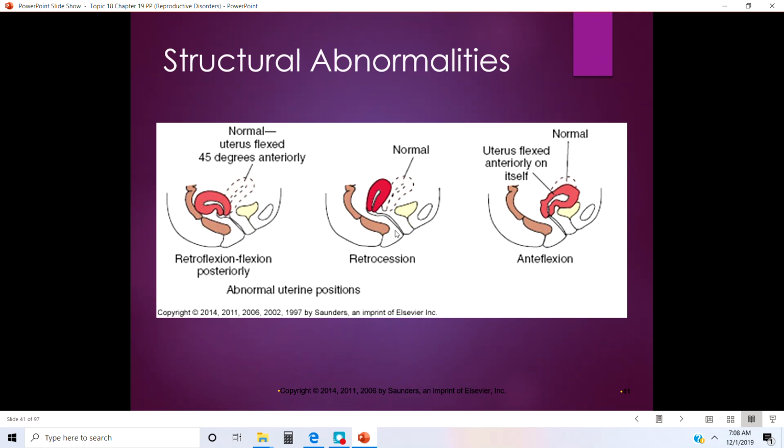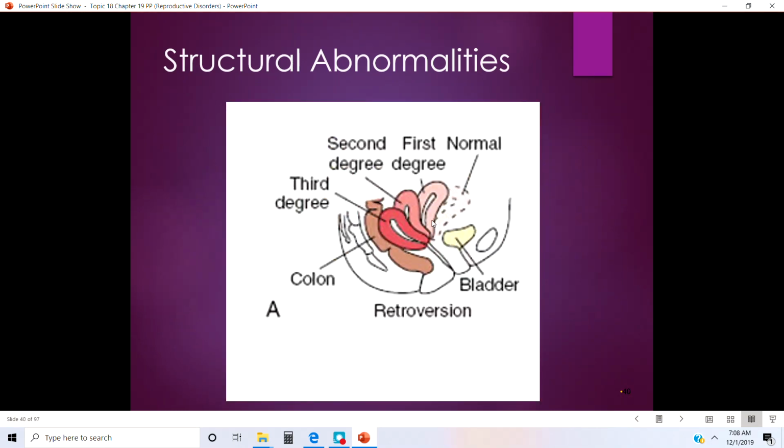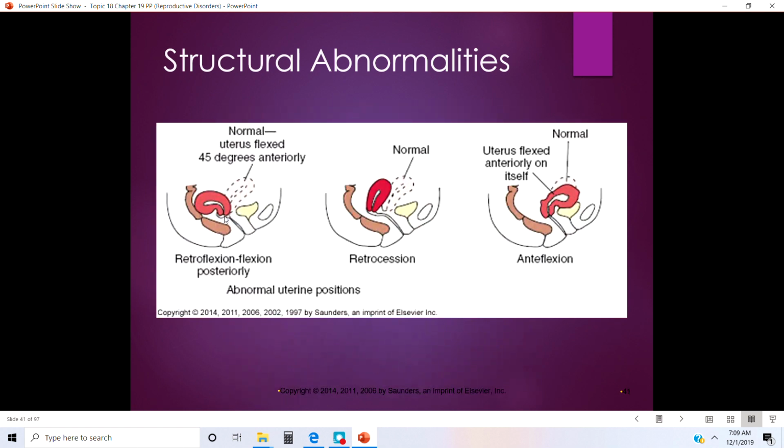So just to show you a couple other ones, retroflexion and flexion posteriorly. So here, take a look from normal. The uterus is retroflected backwards, but see how it's also flexed the wrong way? Remember we said before, the uterus is typically flexed anteriorly like this. Look at this one. The uterus is flexed the wrong way. So this is retroflexion with flexion posteriorly.